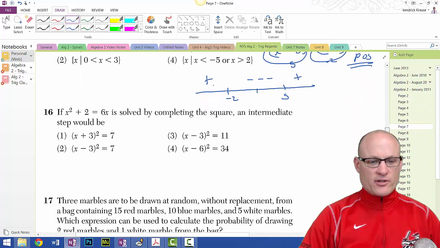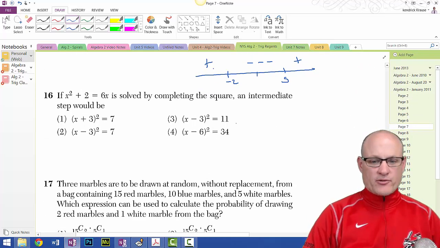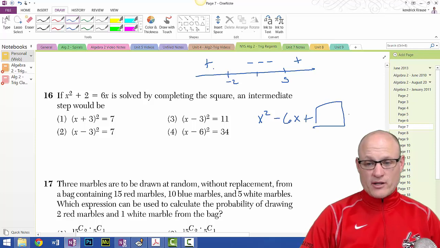All right, so let's check this next one. If solved by completing a square, an intermediate step would be... So, by completing the square, we want to have the x squared and the x term on the left, so I'm going to move that over. Then I always tell my kids put a box here, because that's why I call it completing a square, is equal to, and then we bring the 2 over to this side, it becomes negative 2. But we're also going to have to add a box over here as well, because whatever I put in this box, I've got to put in this box.